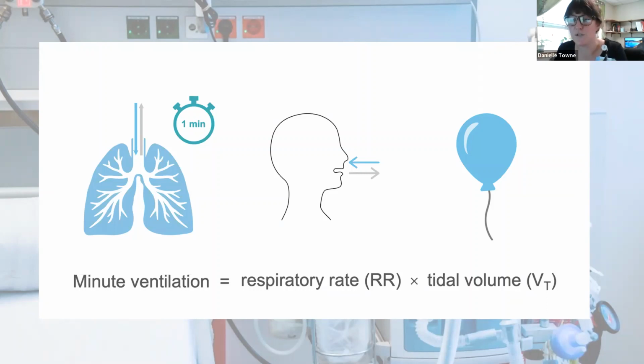Examples of situations in which you might need a higher than normal minute ventilation include patients with severe metabolic acidosis, like DKA or aspirin overdoses, and severe respiratory acidosis. So just remember, if you change one of these things, it's going to change your minute ventilation. So you want to make sure that the equation balances out so that this remains consistent, or change these things to help to increase or decrease your minute ventilation. So these work together.